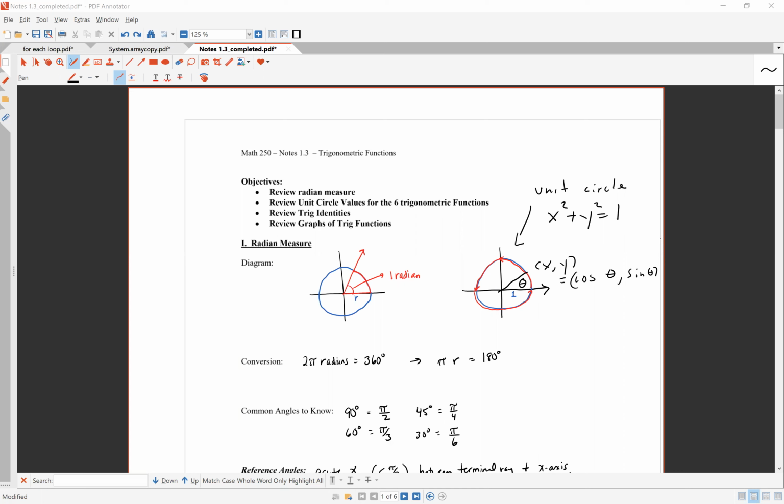So first of all, we know a radian is just a measure where we start from the positive x-axis and wrap around, let's say, an angle theta, and that's our radian measure. So there you see basically 1 radian. So 1 radian is less than pi over 2.